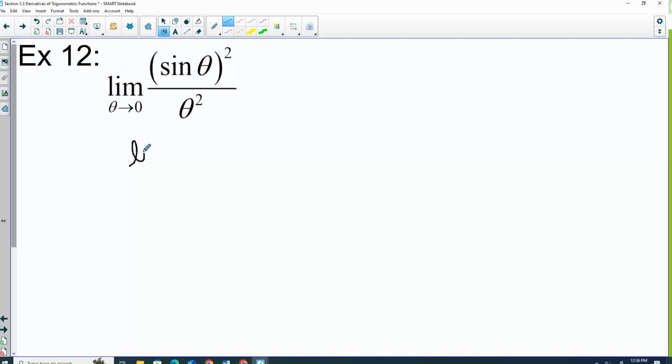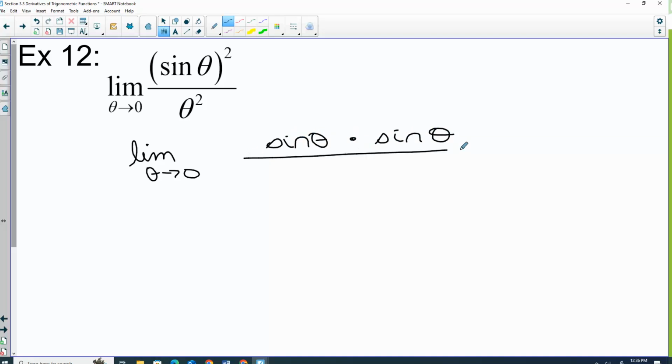Alright, how'd you get it? Because that would be the same as sine theta times sine theta, and the bottom would be theta times theta. Sine squared means we have 2 sines. On the bottom, theta squared is theta times theta. I'm assuming you separated these? Yeah.